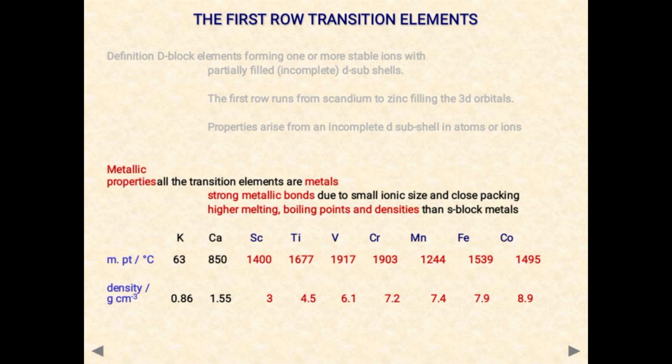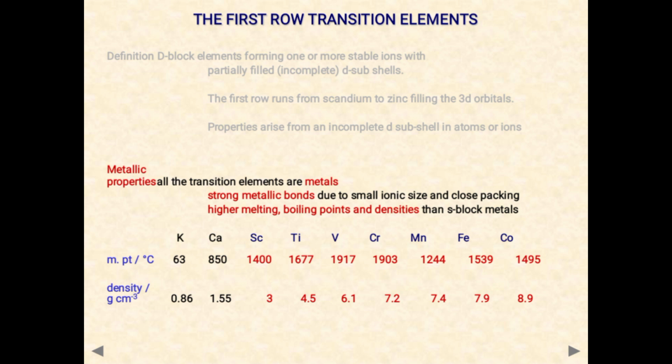And one thing is, all transition elements are metals. They are all metals, and they have strong metallic bonds due to small ionic size and close packing. This is just like the general properties of transition elements. All of them are metals, number one. They have strong metallic bonding, small ionic size, high melting and boiling points, as well as high density.